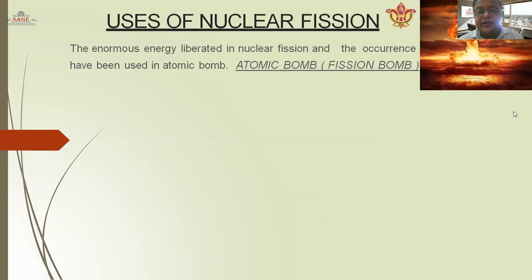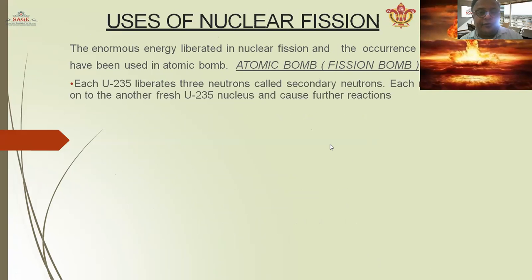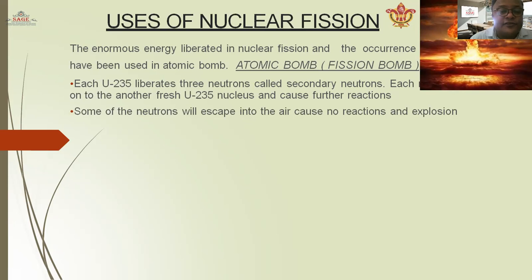Here is a diagram. It clearly depicts the enormous energy liberated in nuclear fission, and this has been used in the atomic bomb, the fission bomb. Each uranium-235 liberates three neutrons, called secondary neutrons. Each can be captured by another uranium-235 nucleus, and that causes further reactions. Some of the neutrons will escape into the air and cause no reaction or explosion.